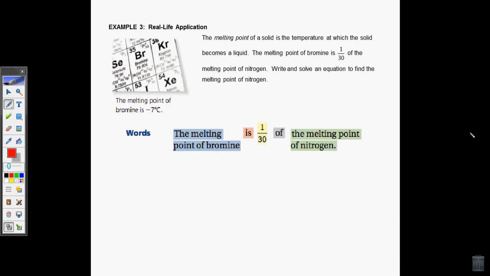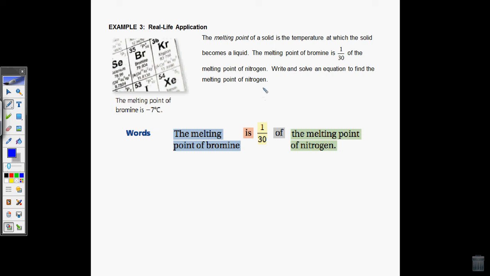What I really want to look at here is the example 3 real-life application, the word problem, because this is going to be the type of problem that you're going to see a lot, and you have to be able to take the words and build them into an equation. Alrighty, so let's focus on how we do that. The melting point of a solid is the temperature at which the solid becomes liquid. The melting point of bromine is 1/30th the melting point of nitrogen. Write and solve an equation to find the melting point of nitrogen.